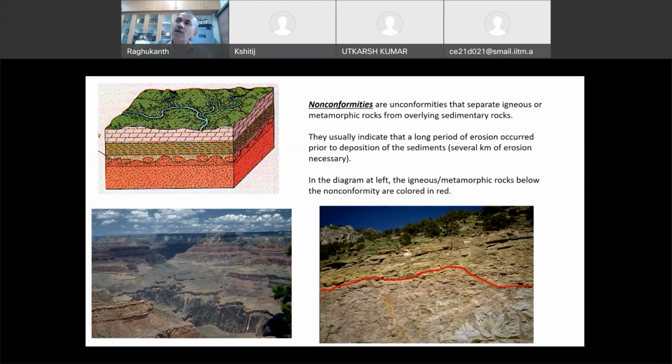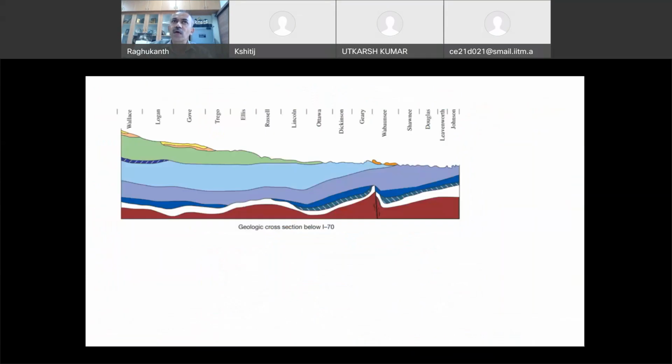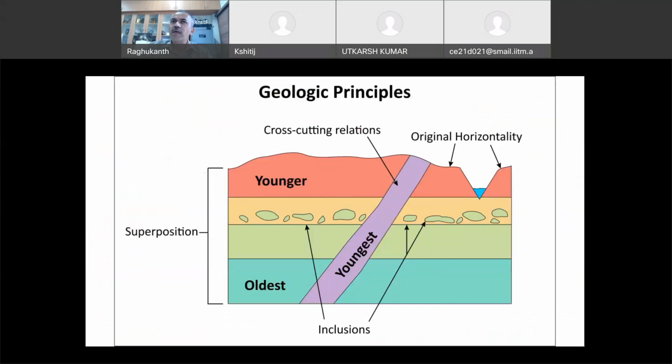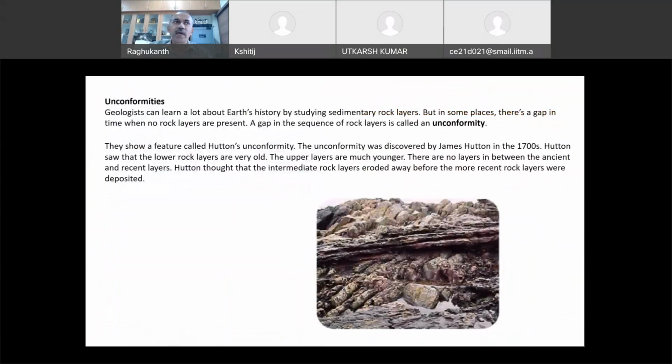Generally, after 500 we expect some 300, 200, 100, like that. There has to be some kind of continuity. But here what happens is some huge discontinuity. This is what we call unconformities, and they are very important for the geological time scales also.